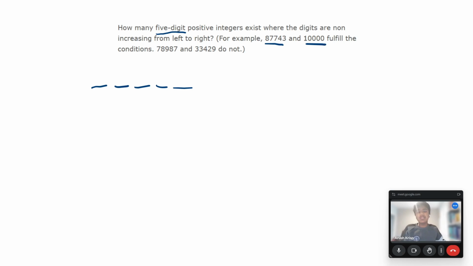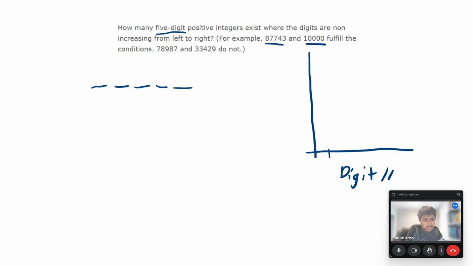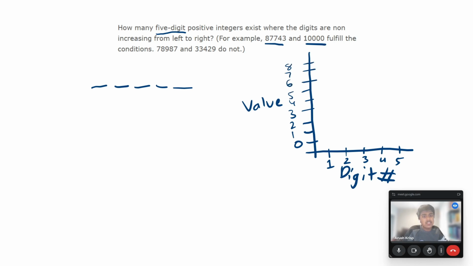of the problem. A very easy way to understand what this means is by drawing a graph, where this is the digit number: the 1 symbolizes the first digit, the 2 symbolizes the second digit, 3, 4, 5. And then this is the value of the digits, where this is 0, this is 1, this is 2, this is 3, and so on until you get to 9.